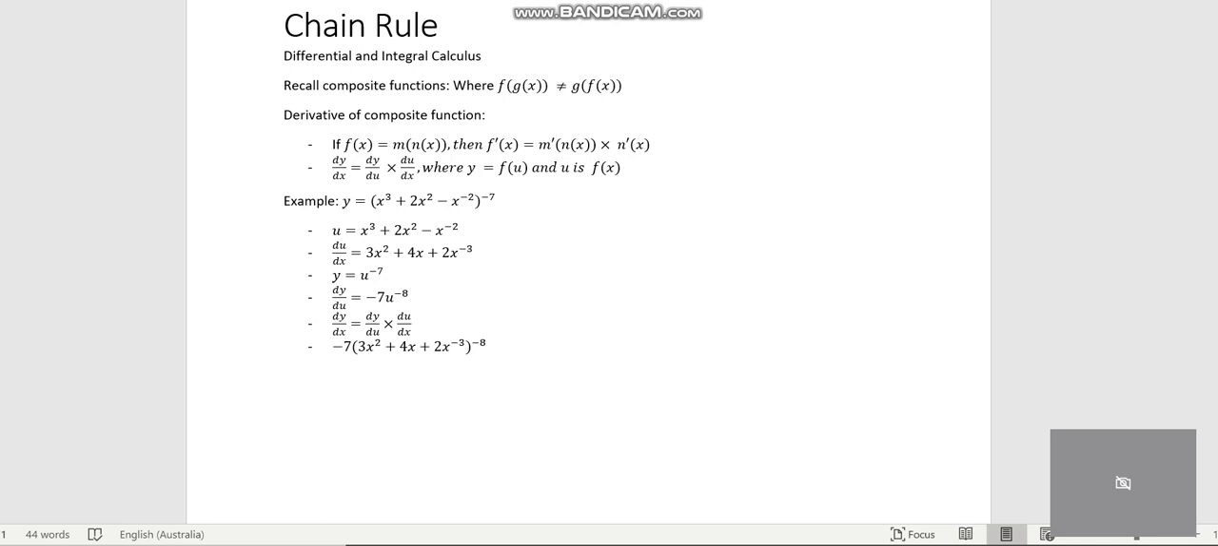Since du dx is the derivative of the inside part of y, it becomes negative 7 times the bracket (3x squared plus 4x plus 2x to the negative 3), all multiplied by the original bracket to the power of negative 8. This works with polynomials, and it works the same with sine, cos, and tan. And yeah, that'll be all.